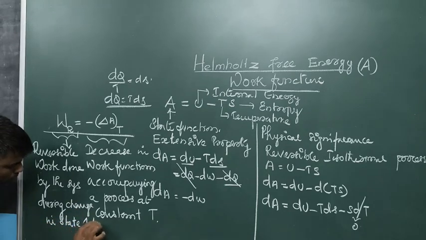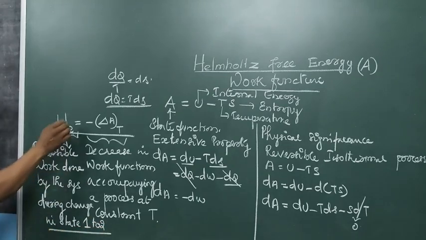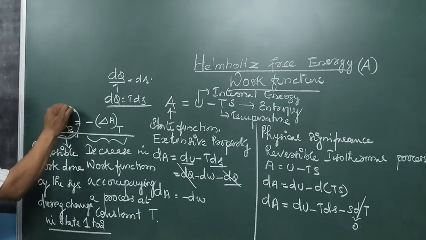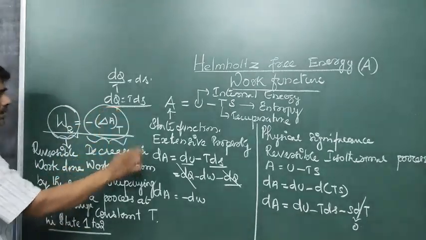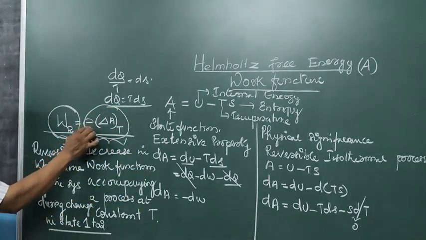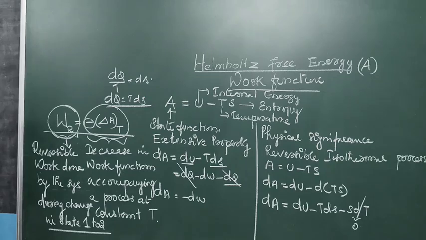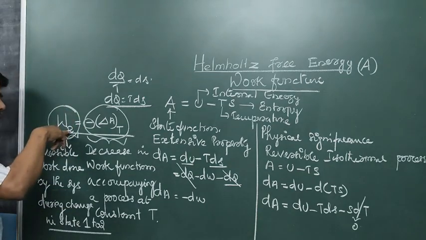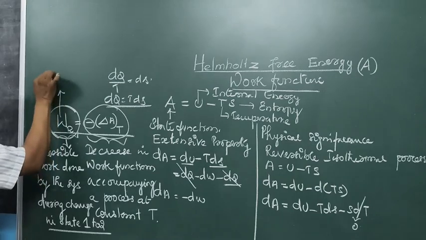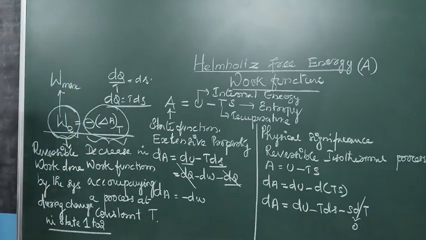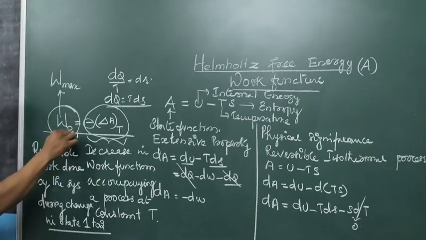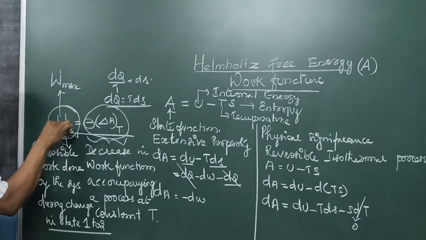Clear? This is the amount of work done, the reversible work done by the system. This is the decrease in work function of the system. The minus sign indicates decreasing work function. Since it is a reversible process, this work is nothing but the maximum amount of work done by the system.